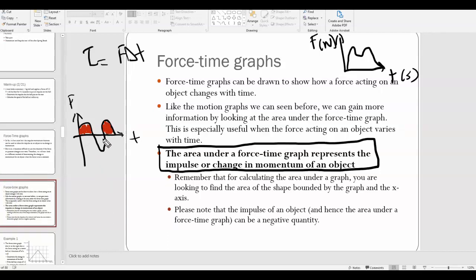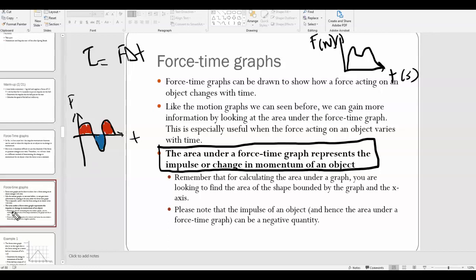And if you go below the x-axis, you can actually have negative area. And so this blue quantity right here, you would count that as the negative area. So you can have positive or negative quantities when you're finding the area under a graph. And so the impulse on an object, and hence the area under a force time graph, can be a positive or negative quantity because impulse is a vector and so it has direction.